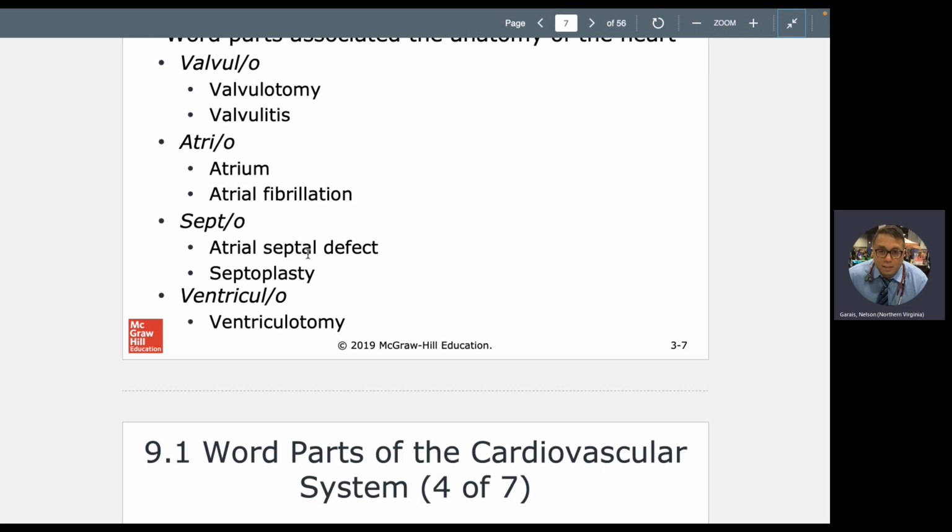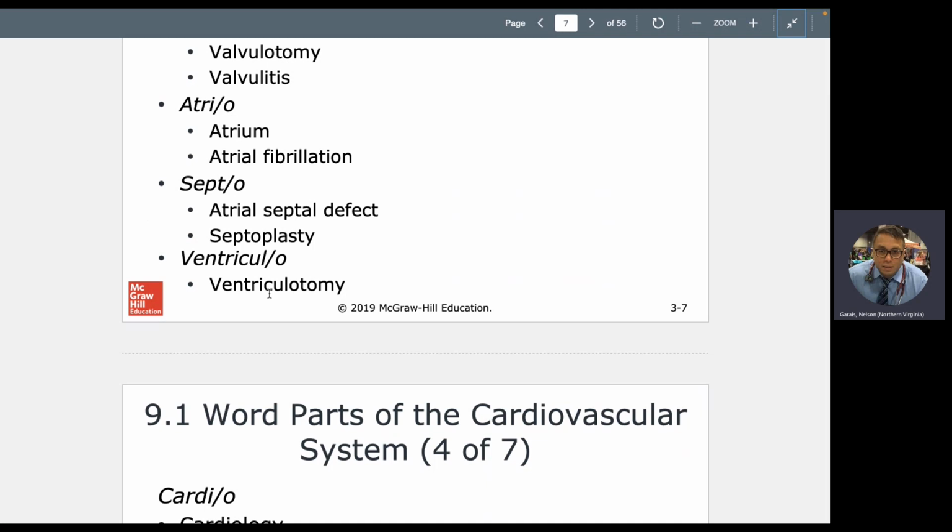You have your septum, which means a structure. Septum is simply the structure that separates your heart into a left and a right. If you had an atrial septal defect, that means the wall between the left atrium and the right atrium is defective, or there's a hole in your heart. You could have VSD, which is ventricular septal defect. Septoplasty is something we do to repair the defect.